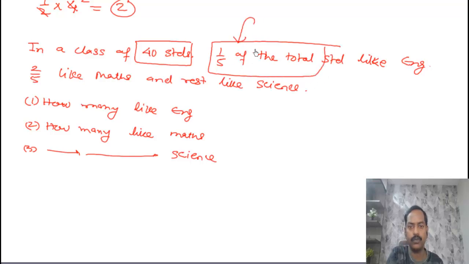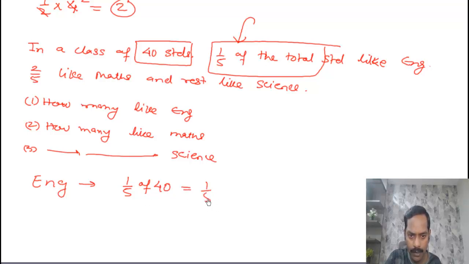What is this statement? 1/5 of total. What is 1 by 5? It's a fraction, right? What is the total? 40. So 1/5 of total is the number of students who like English. So can I say for English, the number of students should be 1 by 5 of 40, right? And how do we interpret "of"? It is nothing but simply a multiplication. So 5 goes into 40 eight times. So overall, there are 8 students who like English.